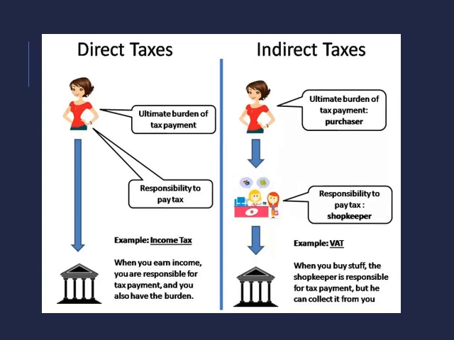It is like this: in direct tax, the ultimate burden of the tax and the responsibility to pay the tax lie with the same person. For example, when you earn income, you are responsible to pay tax, and you also bear the burden. In indirect taxes, the ultimate burden of the tax is on the purchaser, those who are purchasing goods, while the responsibility to pay taxes is on the shopkeeper, like VAT. When you buy stuff, the shopkeeper is responsible for tax payment, but it is collected from you as a customer. So the customer is paying taxes on behalf of the seller or shopkeeper. That's called indirect taxes.